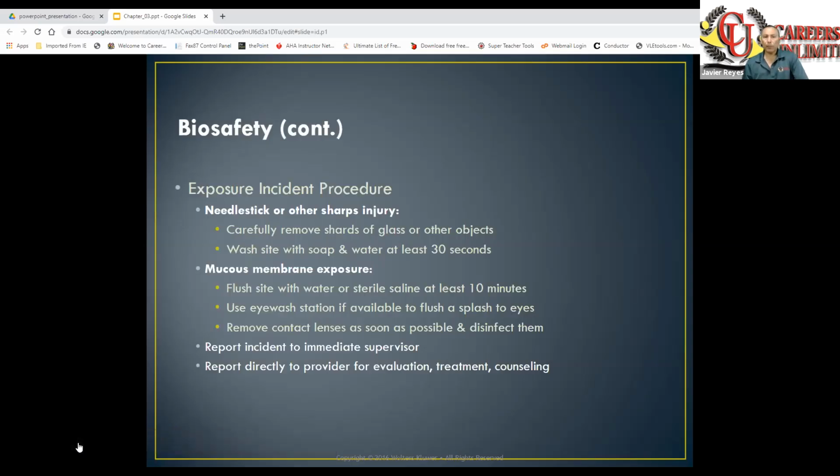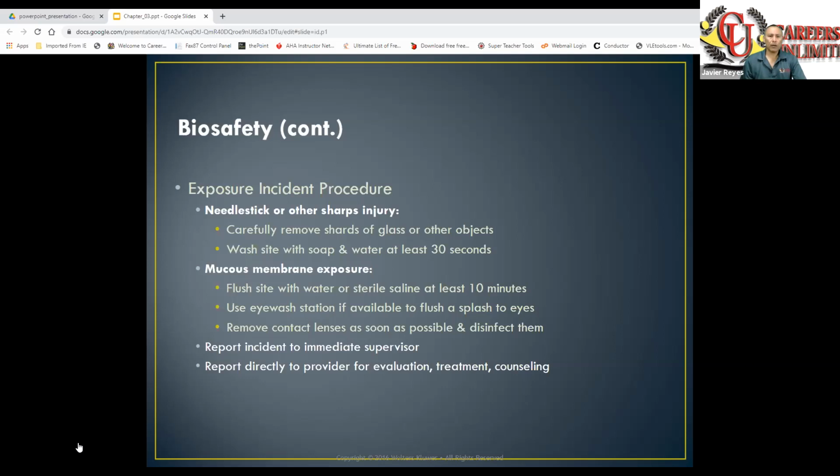An exposure incident report has to be completed after you are exposed. Okay, if you have a needle stick, you must report it, guys, right away. Okay, but there are certain steps you have to follow once you get exposed. With a needle stick or other sharp object injury, if it's a big piece of glass, of course you have to remove it.